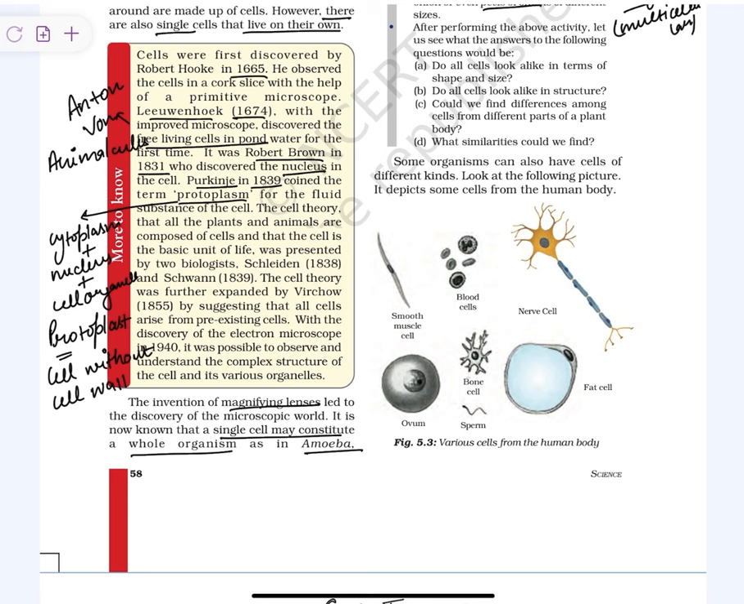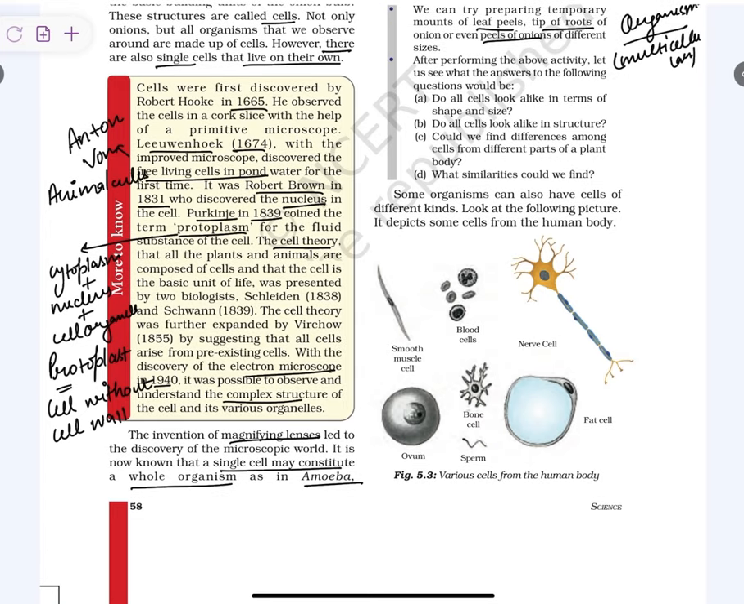Then the cell theory has been explained. And then it is said that with the discovery of the electron microscope in 1940, it was possible to understand the complex structure of the cell. The cell itself has a very complex structure and the organelles inside have very intricate structures. With the help of the electron microscope, it was possible to understand each and every component of those organelles as well.